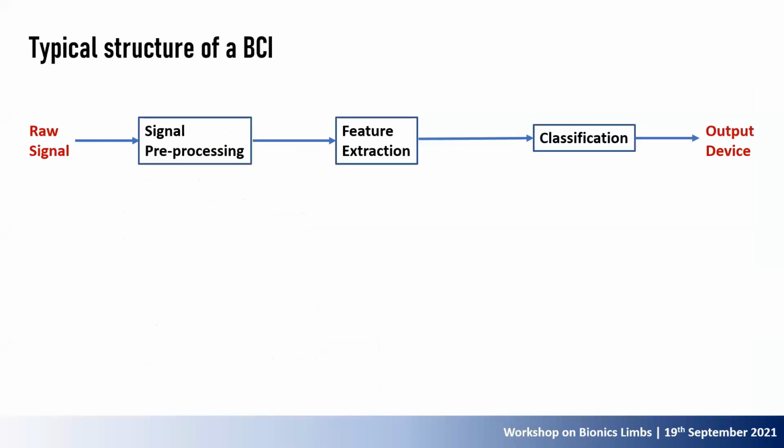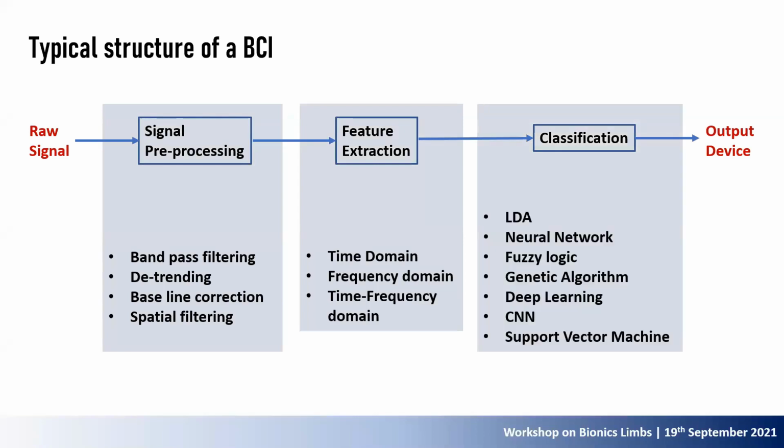And I think I can skip this slide because Dr. Sanjay has mentioned a lot about the signal processing, for example, how you can use EMG to control a bionic device, but I will quickly go through this. The typical structure of a BCI is shown in this figure. As you can see, it consists of 3 stages. The first stage is signal processing, the second stage is feature extraction, and the third stage is signal classification.